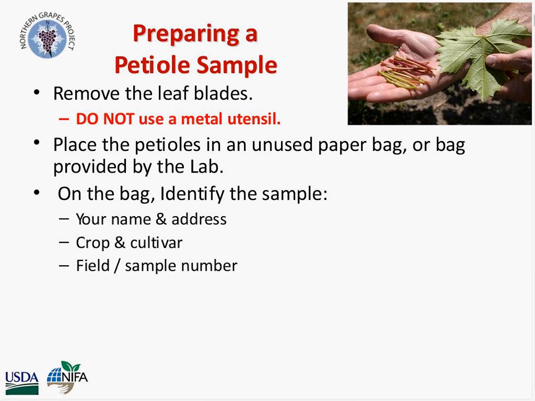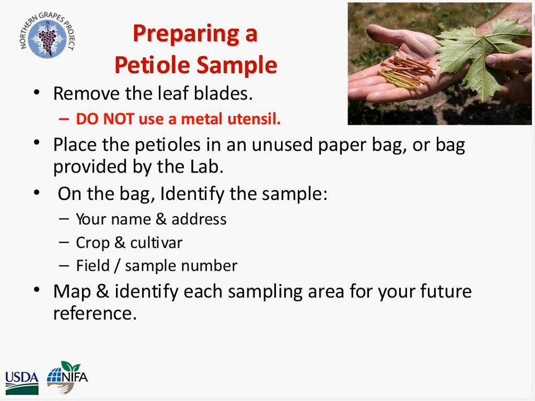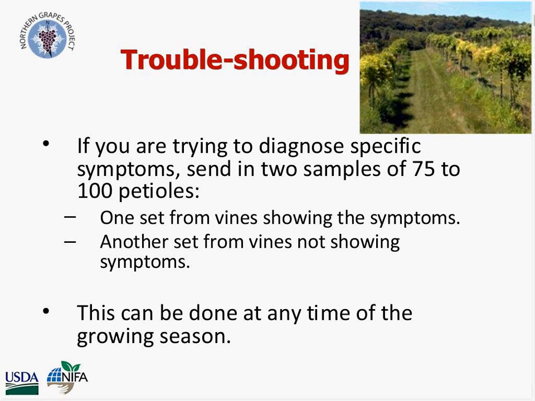Now, troubleshooting. If you diagnose a specific symptom, then send two samples: one from vines showing the symptom, and one from vines not showing the symptom. This process can be done anytime during the growing season. It is useful because we are able to compare the two samples to identify the problem.